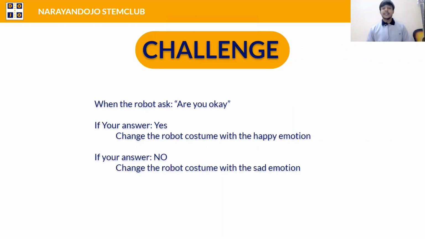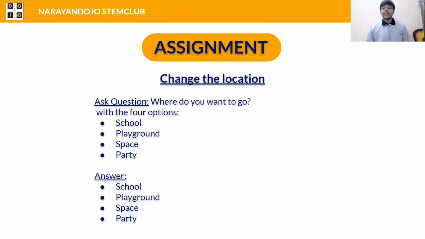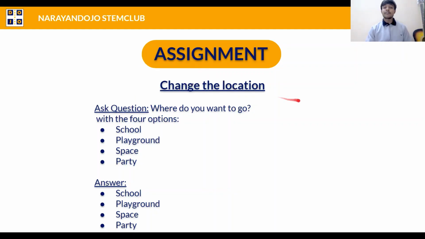So we are done with the chatbot application. And for the assignment, you have to change the location. And for changing the location, first of all, ask the question. And the question is, where do you want to go? And you can ask the question by using the ask block. And ask the question with the 4 options, like school, playground, space, and party.